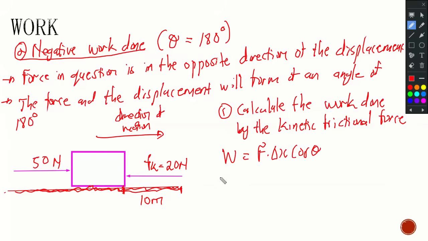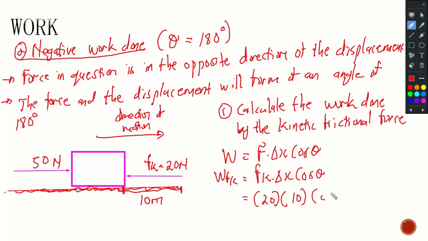This time around, we can edit this and say this is work done by Fk. And then where there's F, we can now replace it by the magnitude of Fk. Remember, I said the F can be replaced by any other force because it is not specifically the applied force. It can be any other force in question. Then we have 20. The displacement is still the same. So this is the displacement that is being covered by the object. And then this is cos.